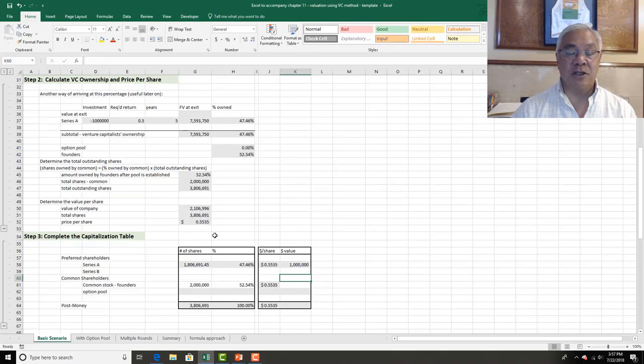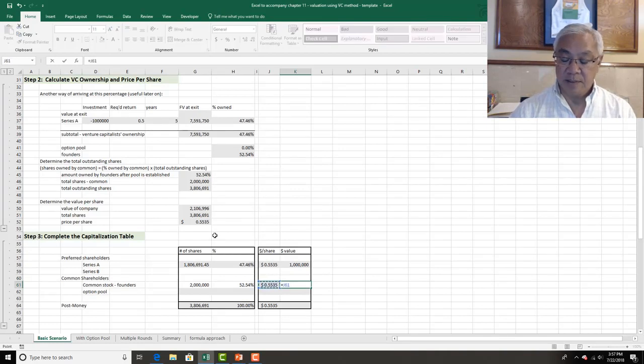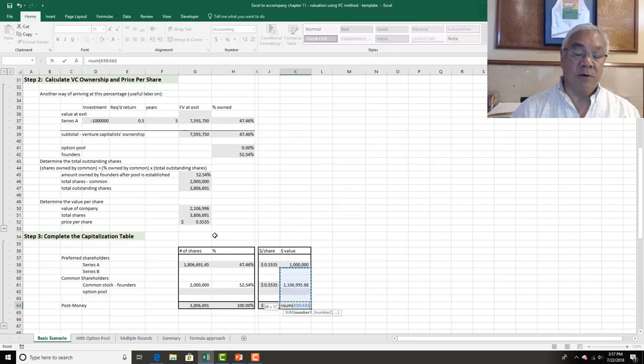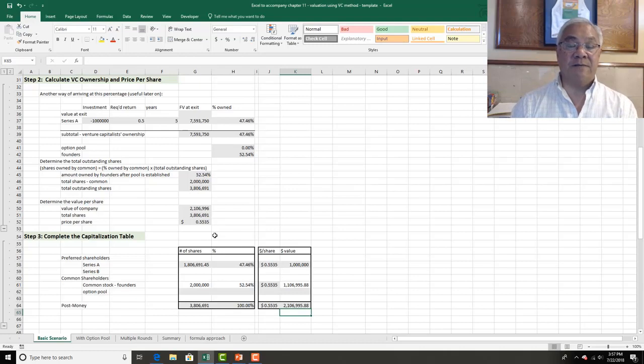So that's what they get for their $1 million. At 55 cents a share, they will get 1.8 million shares for their $1 million. For the founders, same dollars per share times 2 million. And so it's $1,000,001. And so the total value equals sum, which is what we determined previously, the 2.1 million number. Okay, so that's the first step. Hopefully that was very straightforward.